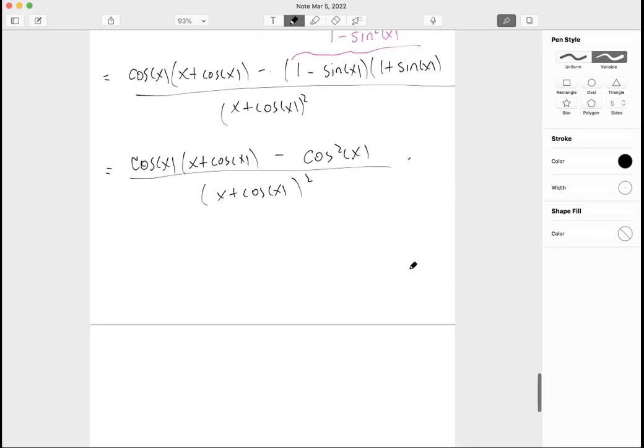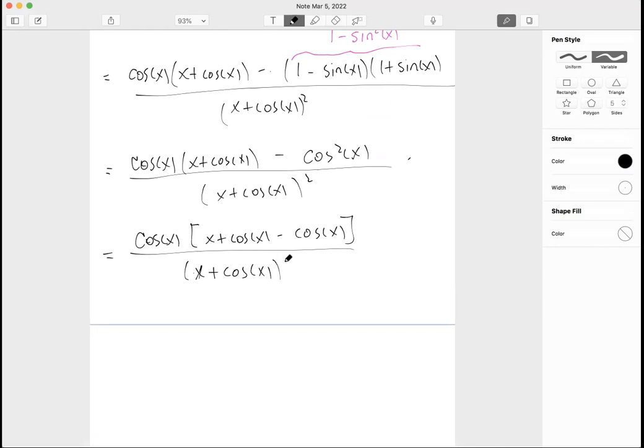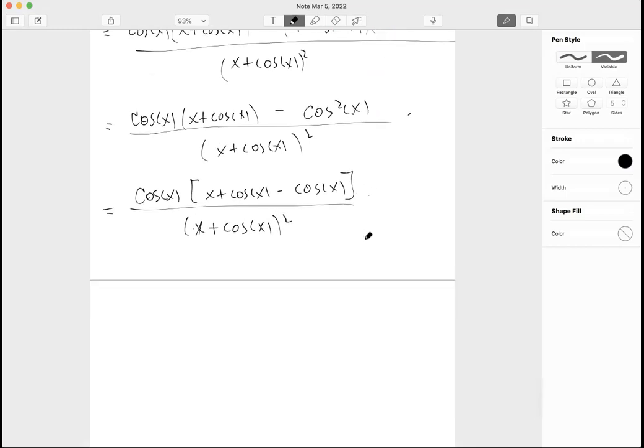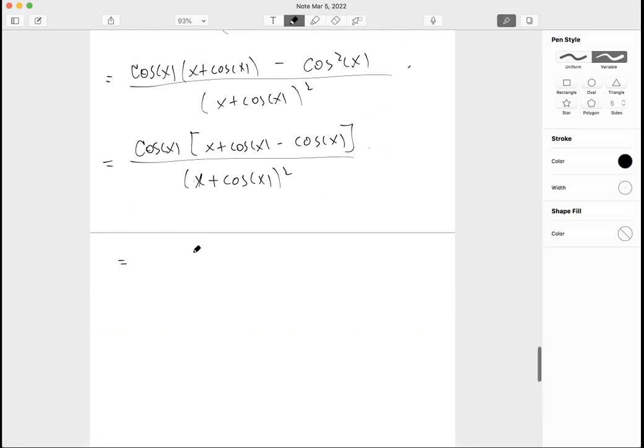And from here, we can factor to make simplifying a bit easier. In the numerator, we have a common factor of cosine. And when we factor that out, we're left with one of the cosines up here. And here we can simplify easily. So the numerator just becomes x cosine of x, and the denominator is x plus cosine of x squared. All right, and that's it.